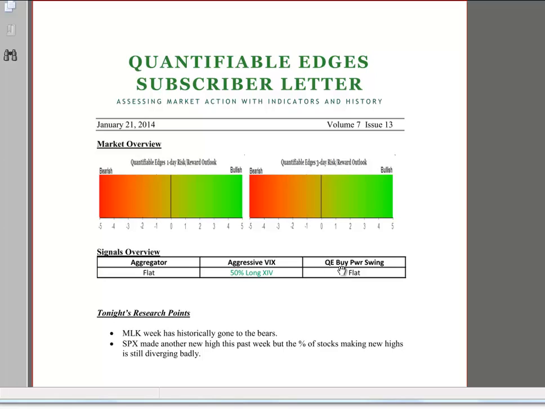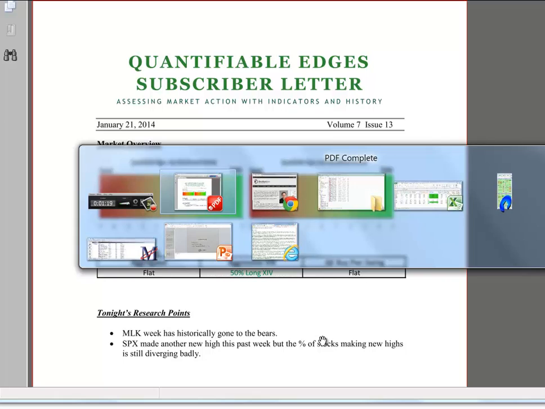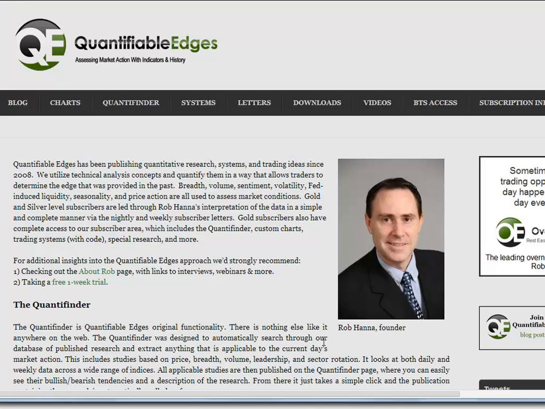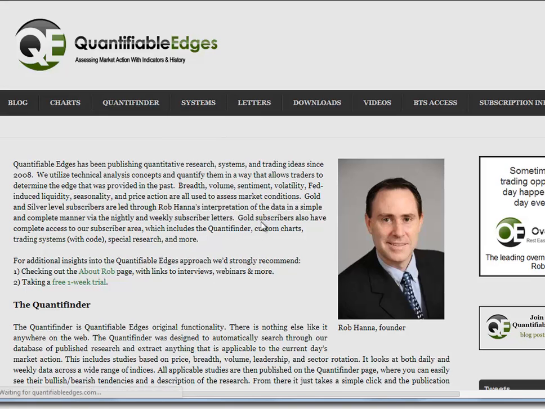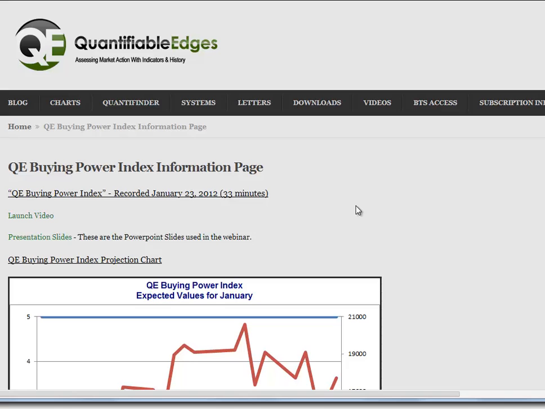Now the aggressive VIX and the buying power swing system you can learn more about over on the Quantifiable Edges website, and that would be under the Systems drop-down. Here we see the VIX-based research and systems page, or the buying power index information page. Okay, so that's where you would find information on those particular signals.